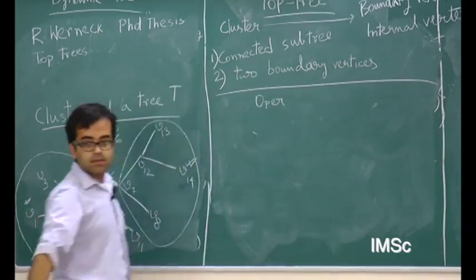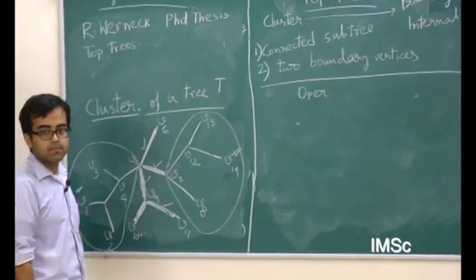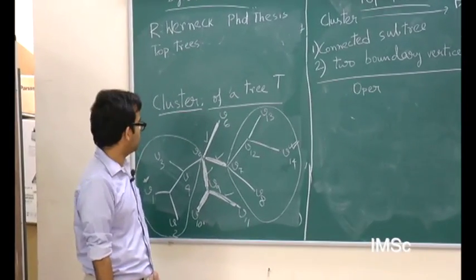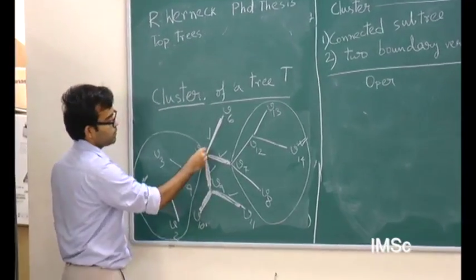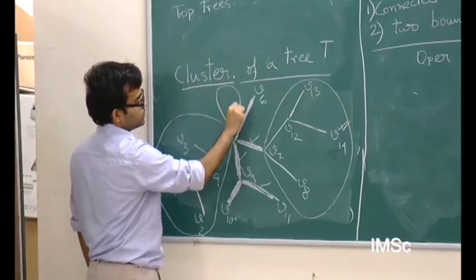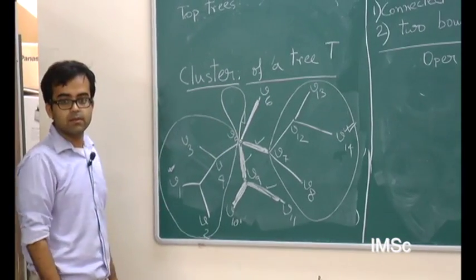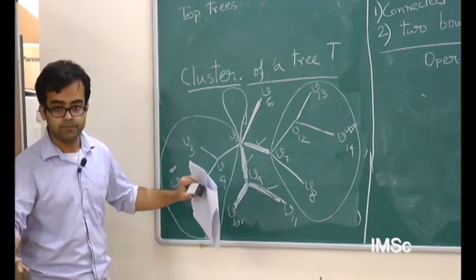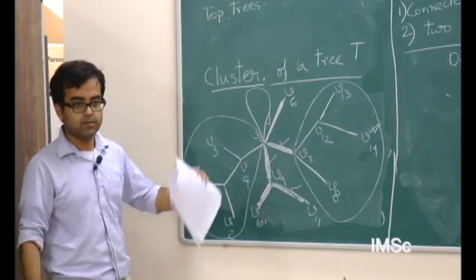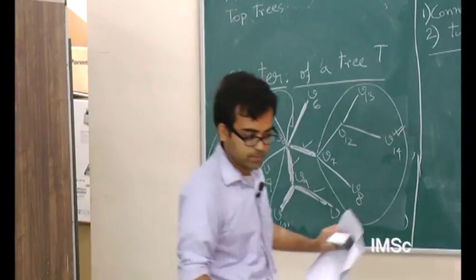Is the meta graph of these clusters always going to be a path? No, not necessarily. You can have a cluster here as well, right? So, it could be a tree. That is a good point. The meta graph will be some tree, not a path.